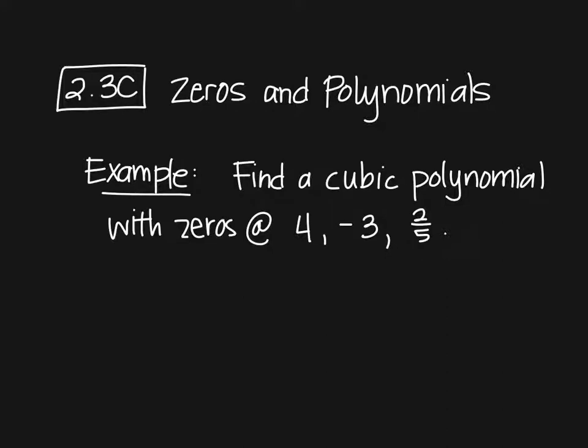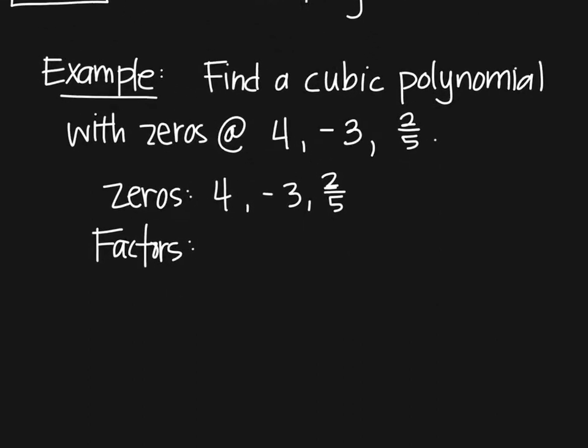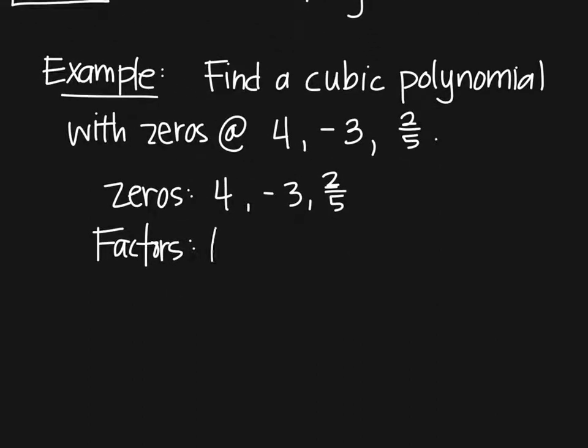All right, where do zeros come from? They come from factors, right? So you work your way backwards now. If the zeros are 4 and -3 and 2/5, where are the factors that they came from? So where did the number 4 come from? Okay, that's not a factor. X minus 4, that's the factor, okay?